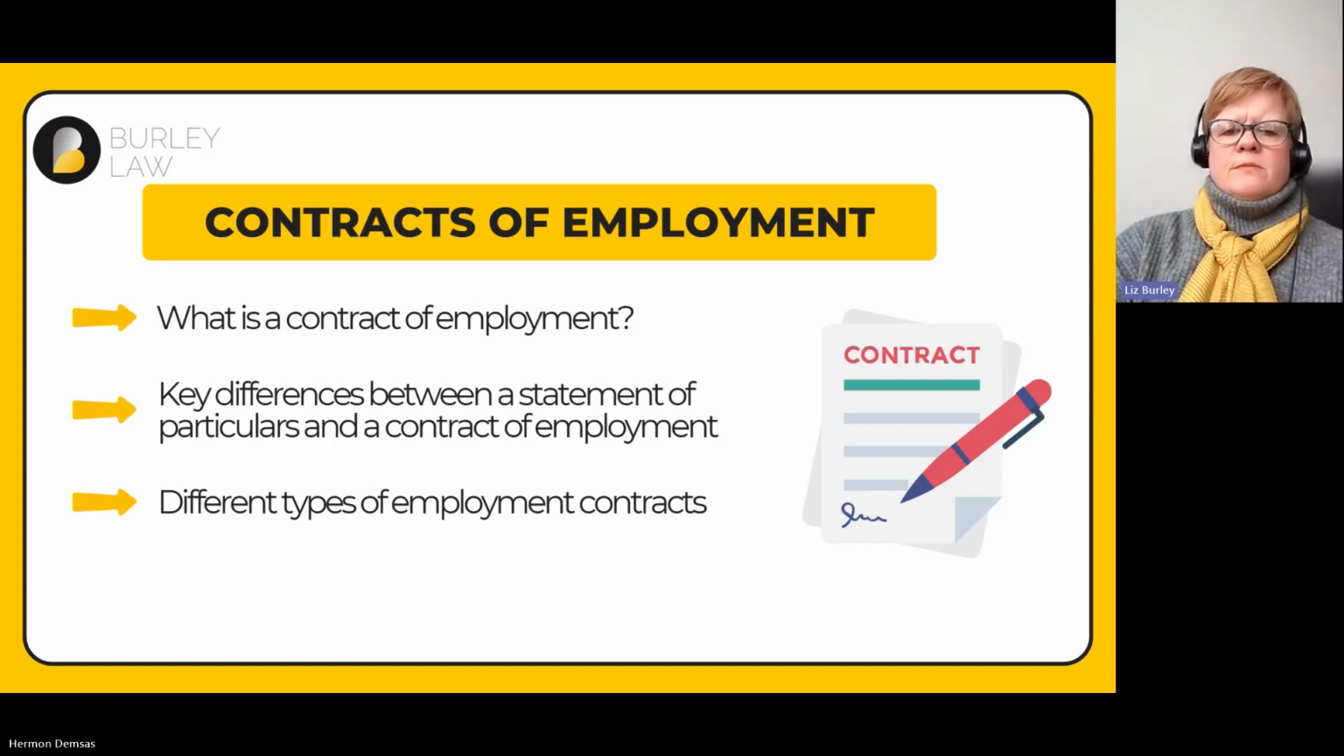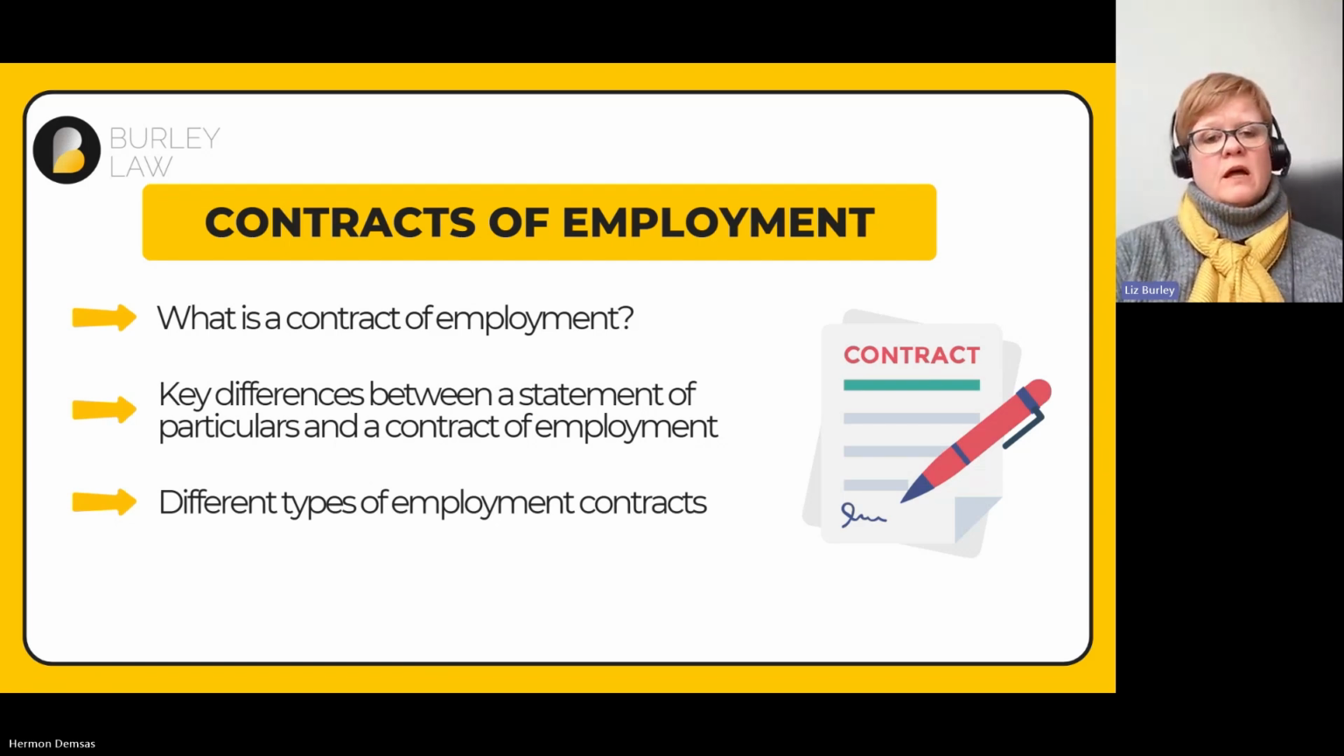Now, some people may say, oh, I haven't got a contract of employment, but that isn't strictly true because a contract can be made verbally or in writing, or it can be a combination of both written and verbal. It can also include circumstances, policies, custom and practice, and behaviour of both parties. There's actually no legal requirement for it to be in writing, but most people have a written contract of employment in the modern workplace.